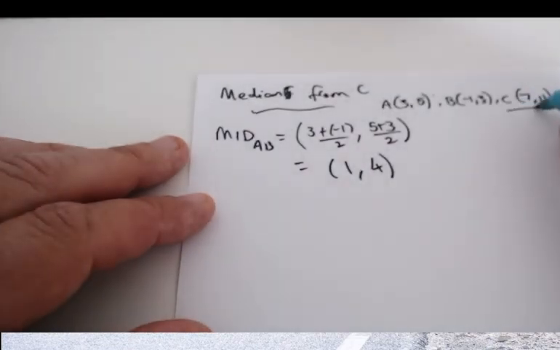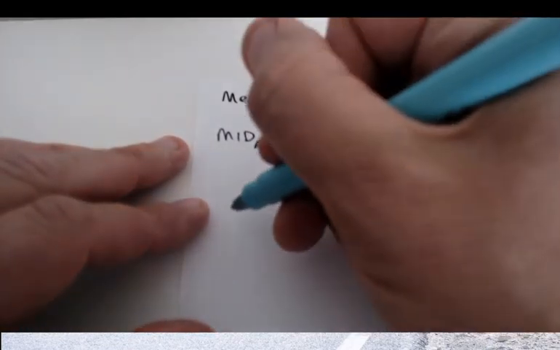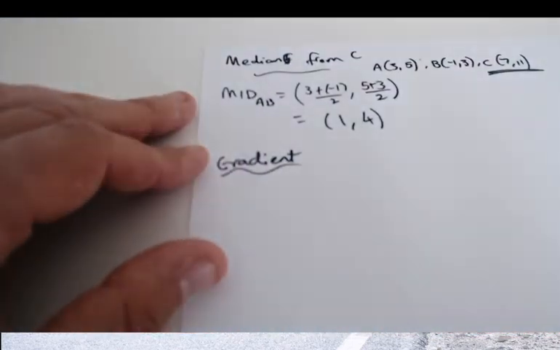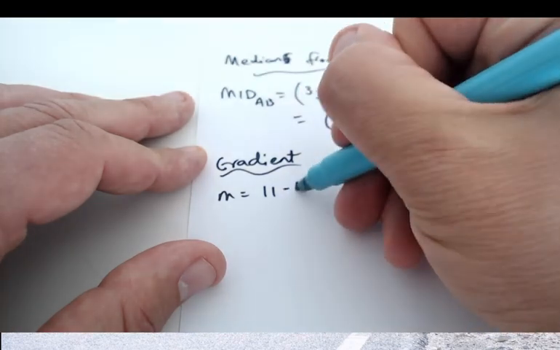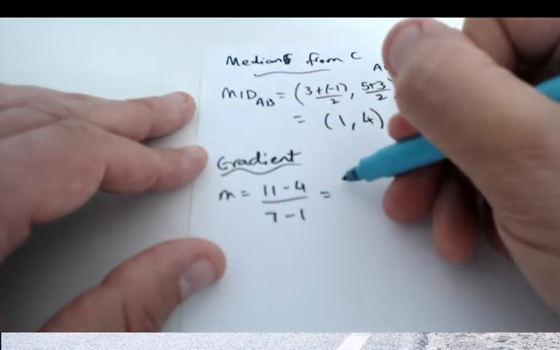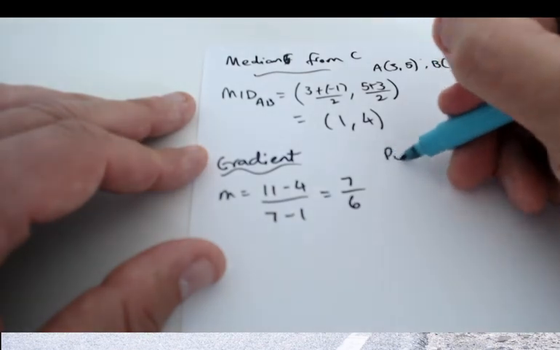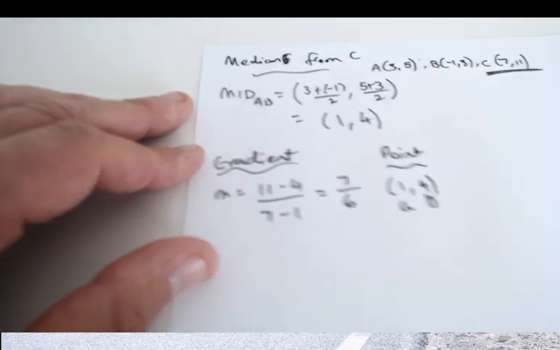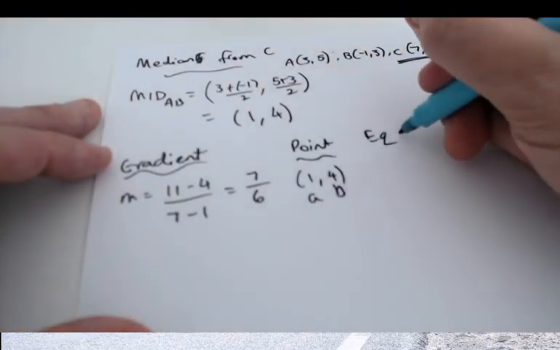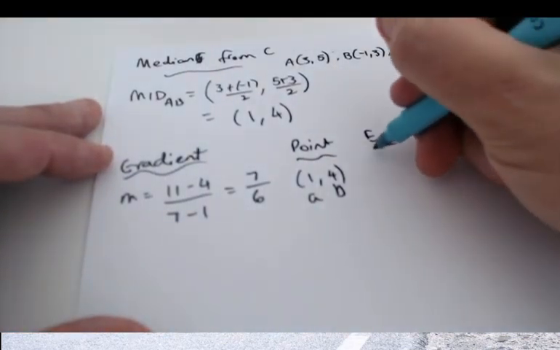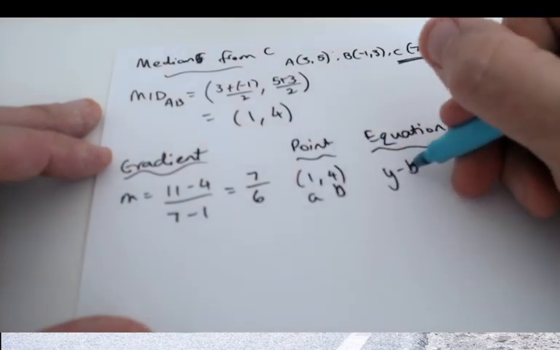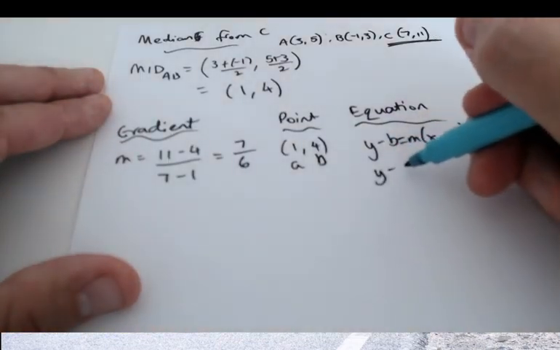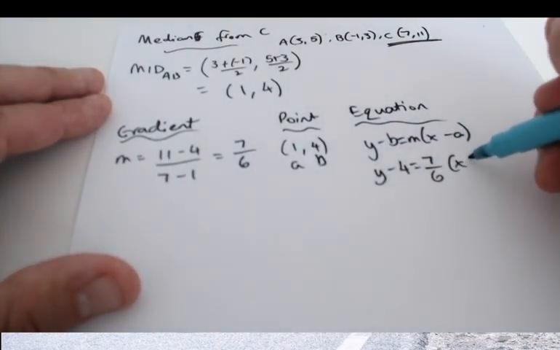That is the median from C, so I'm also using point C. So I'm going to get my gradient. 11 take away 4, 7 take away 1, that's going to give me 7/6. Point, I can use either point, I'll go with 1, 4, AB, and then I'm going to go to my equation, and I wonder how many of you are waiting for this for a full house, all correct. That's going to give me y minus 4 equals 7/6 (x take away 1).